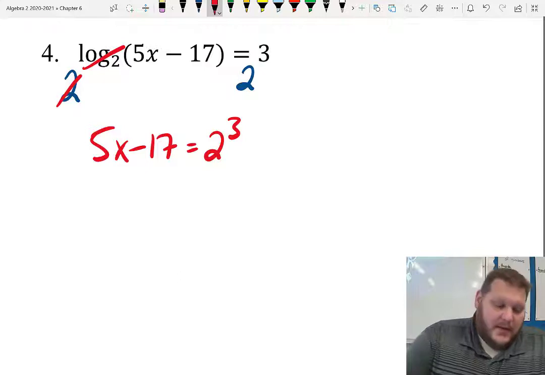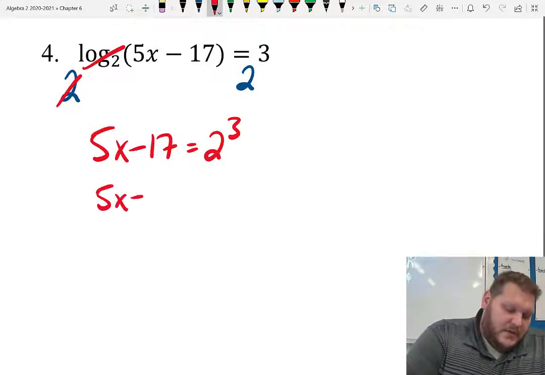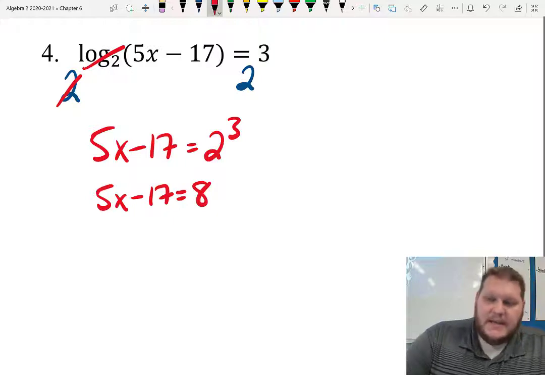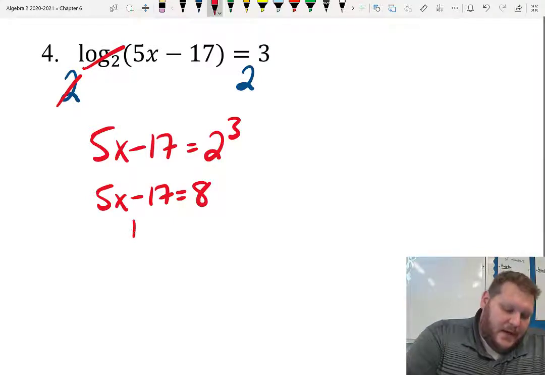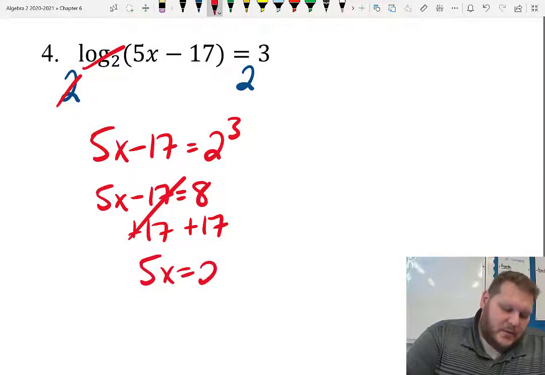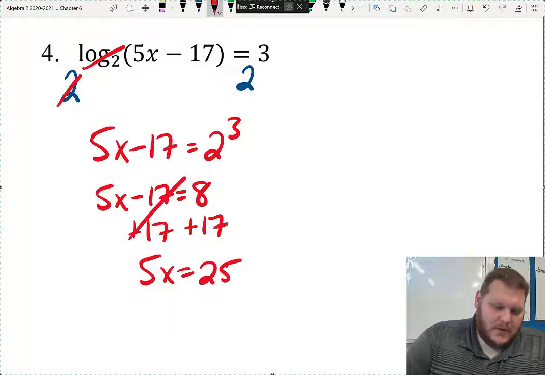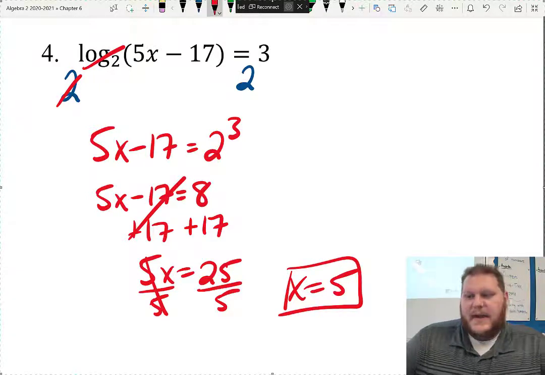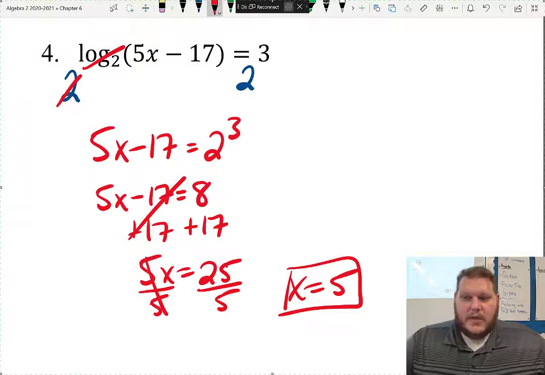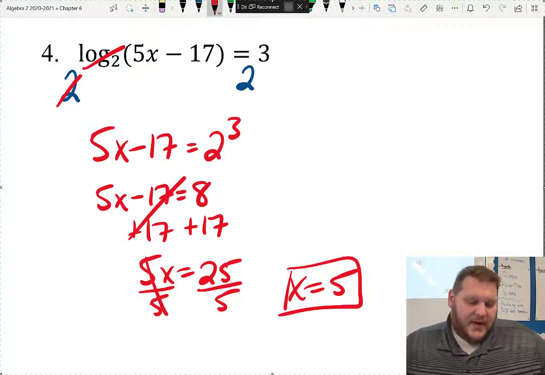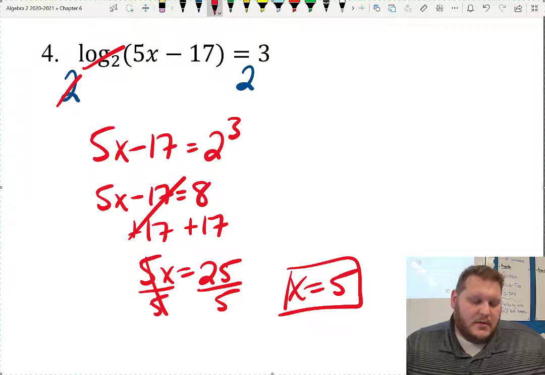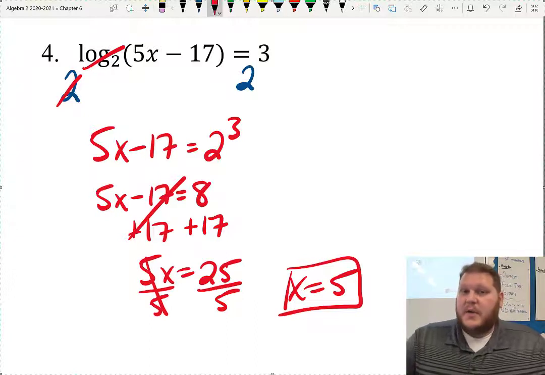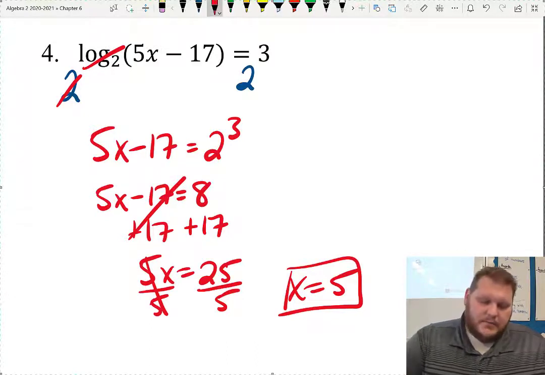So then I just go through and evaluate. I'm going to first evaluate 2 to the third power, which is 8. And now I can add 17 on both sides. That gives me 5x equals 25. I divide by 5 on both sides, and I get that x has to be positive 5. Again, you could go through and check your answer. If I plug 5 in there, 5 times 5 is 25, minus 17 is 8, log base 2 of 8 is positive 3, because 2 to the third power is 8. So we're good to go.